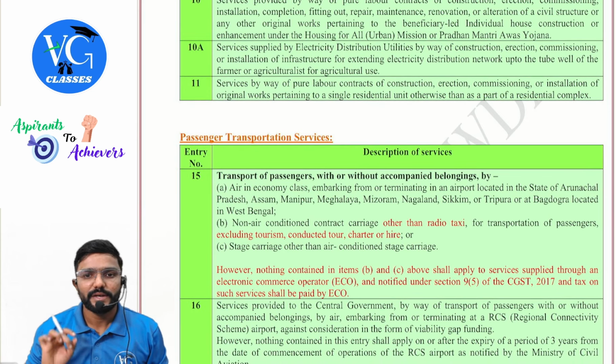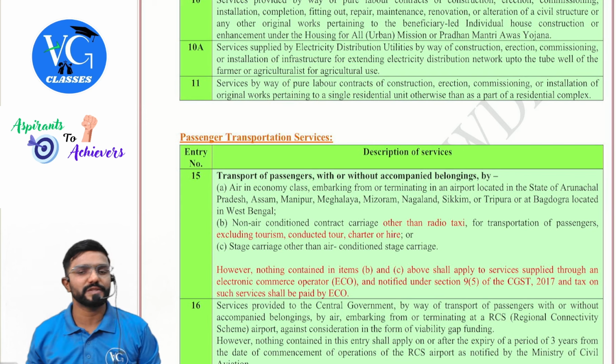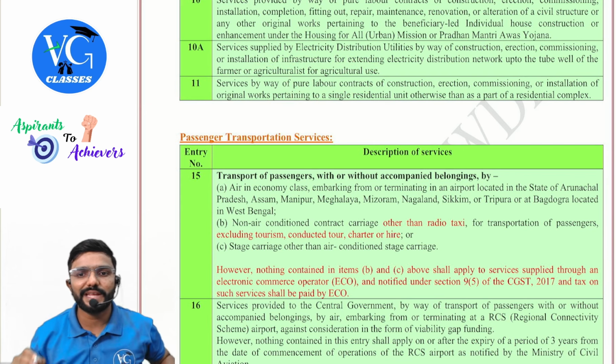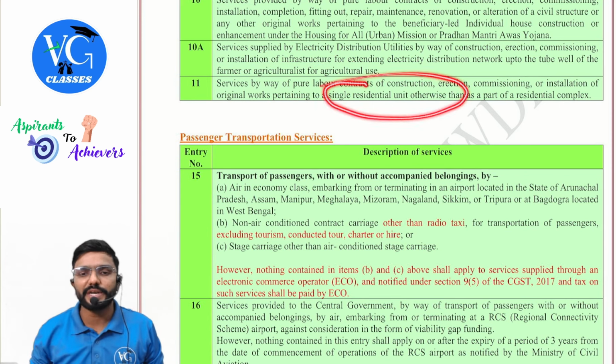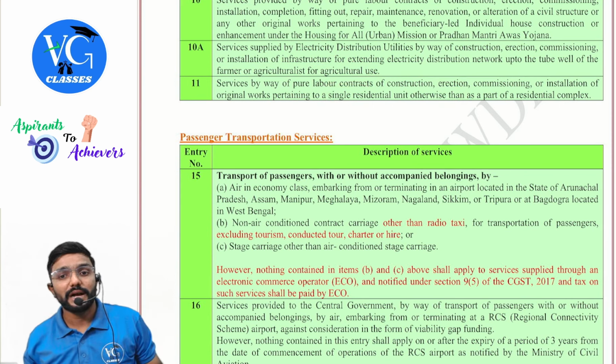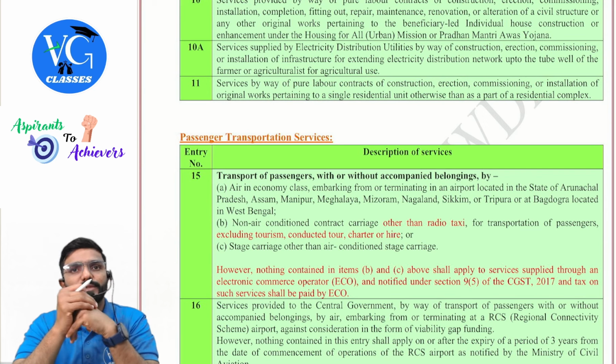Next, the 11th one. Services by way of pure labor contracts, again 100% services of construction, erection, commissioning or installation of original works pertaining to single residential unit, otherwise than as part of residential complex. For residential complex, no exemption.